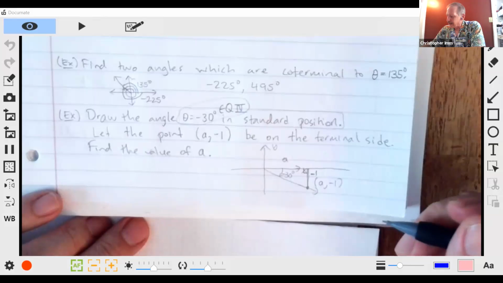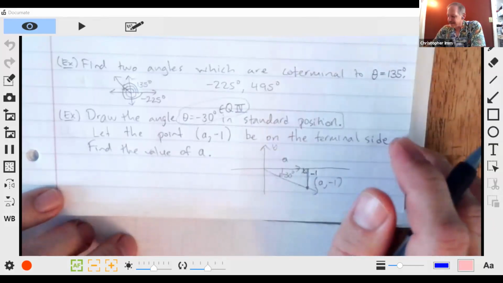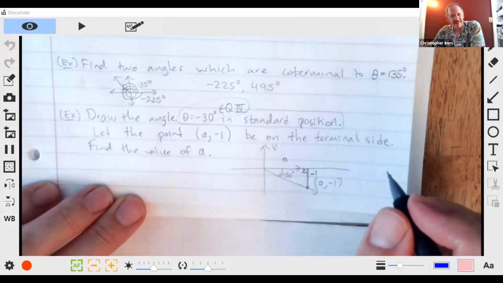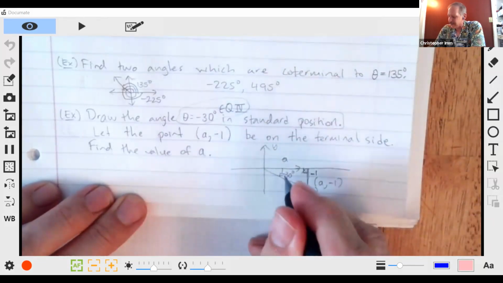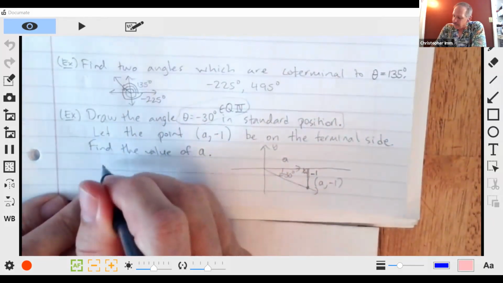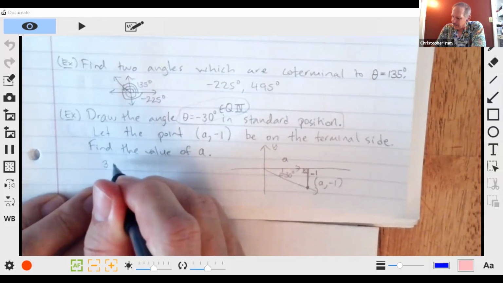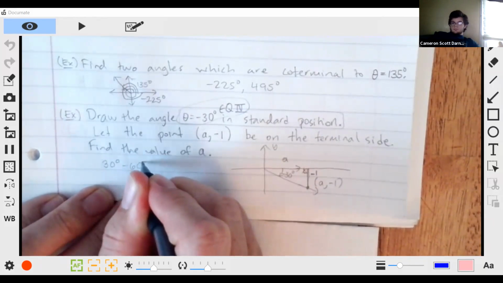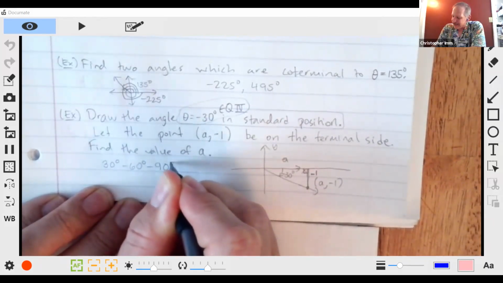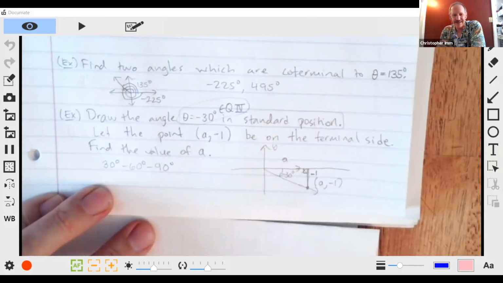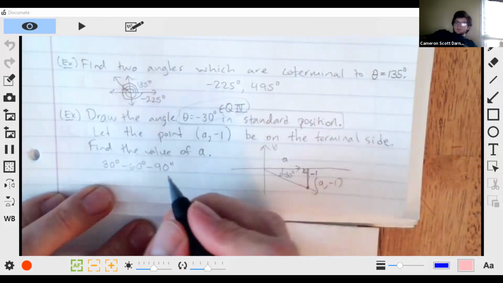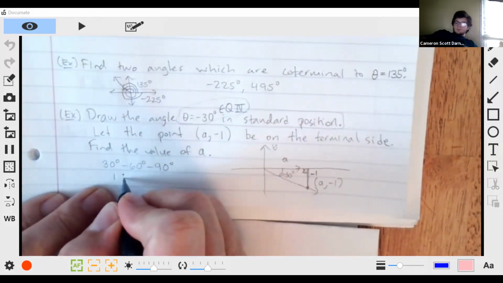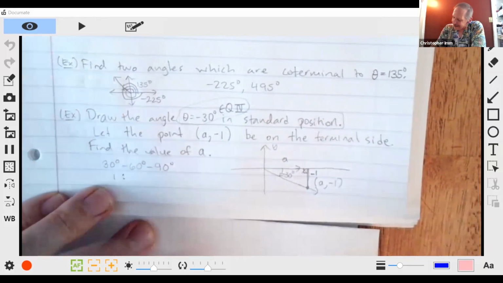So you might remember this as a nice triangle. What's the other angle of this triangle? If this is 30 over here, what's the other angle, Cameron? 60. And Cameron, do you know what the ratio of a 30, 60, 90 triangle is? 1, square root 3, 2. That's it, right on the nose. Very good.